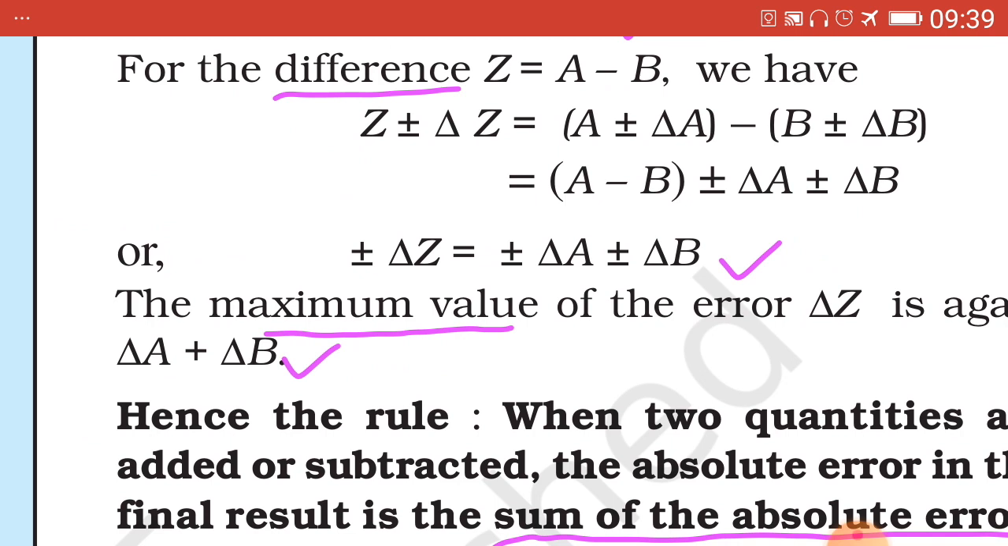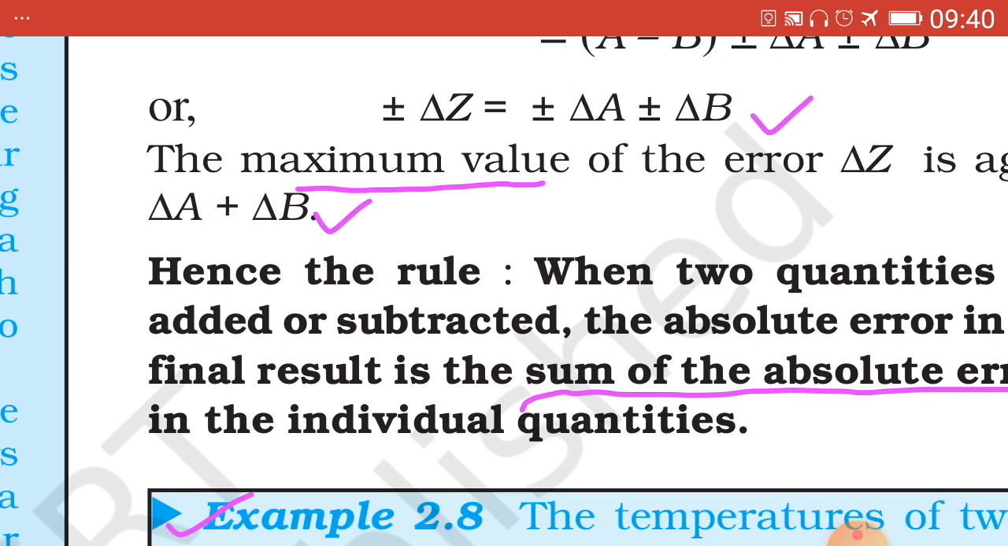Now we take the rule for subtraction, that is for the difference Z equal to A minus B, and in the same way we subtract the two measured values, which is equal to A minus B bracket plus minus delta A plus minus delta B. Hence plus minus delta Z equal to plus minus delta A plus minus delta B. So the maximum value will be equal to again delta A plus delta B.